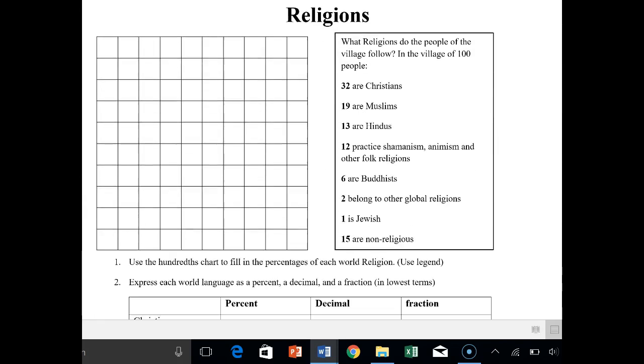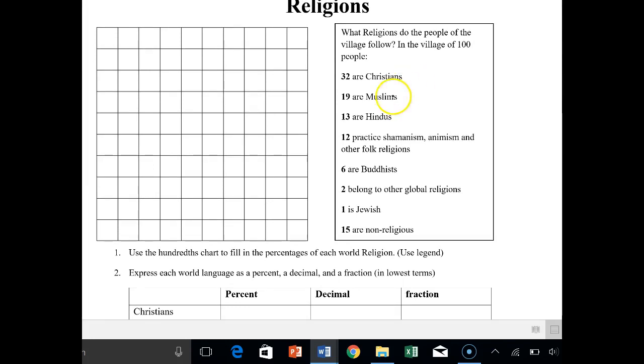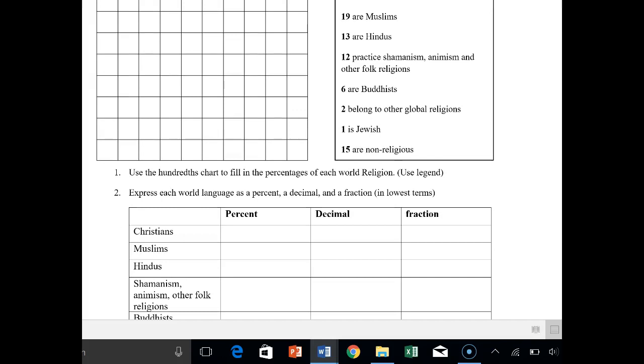Okay, on the back you're doing the same thing but for religion. So again, shade in. You can go ahead and determine the colors. The percent is already basically given to you. For instance, I'll do the Christians one real quick. It's 32%. As a decimal, that's 0.32. And as a fraction, 32 over 100, we can simplify that by dividing by 4, and we get 8 over 25.